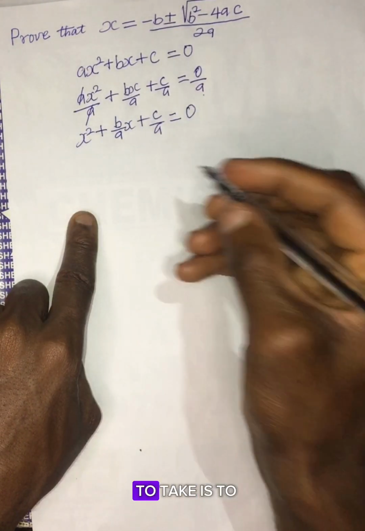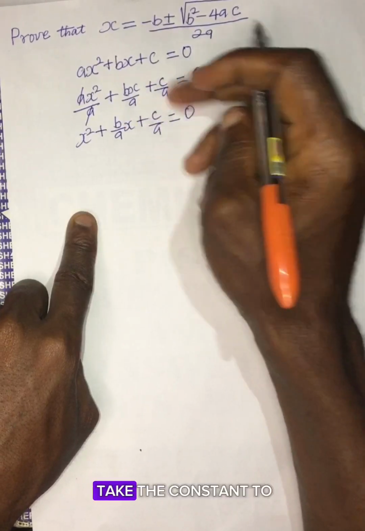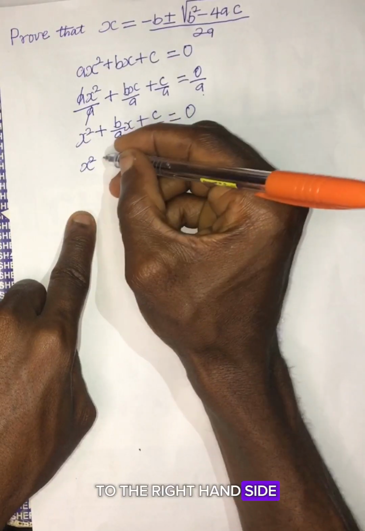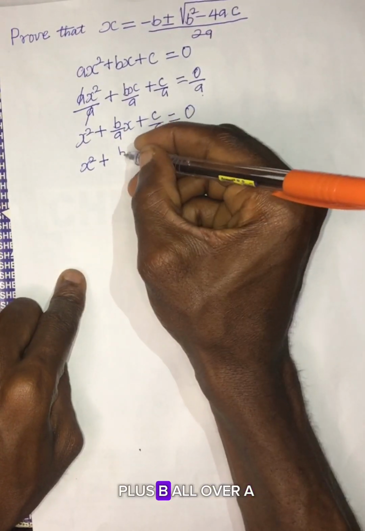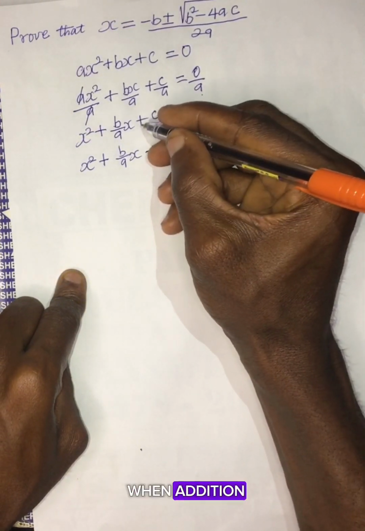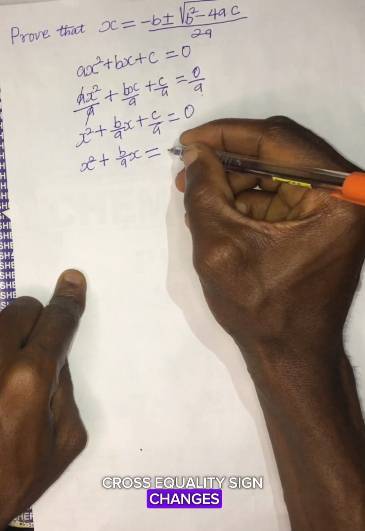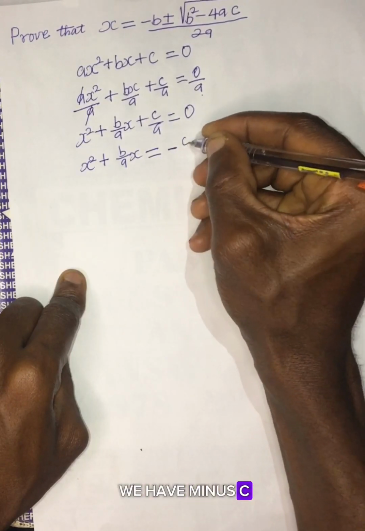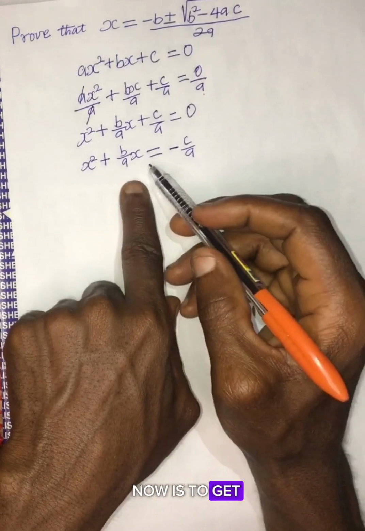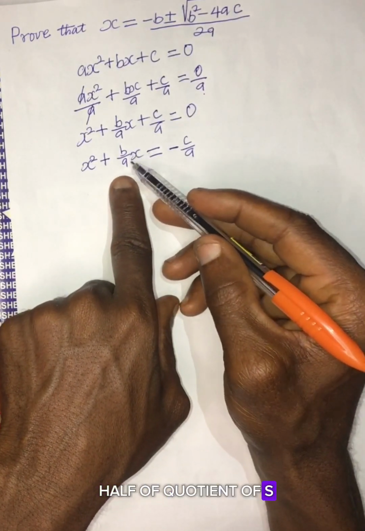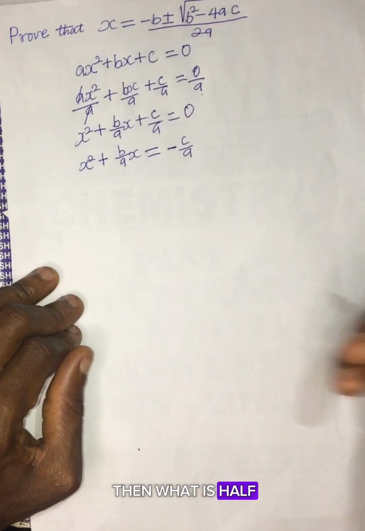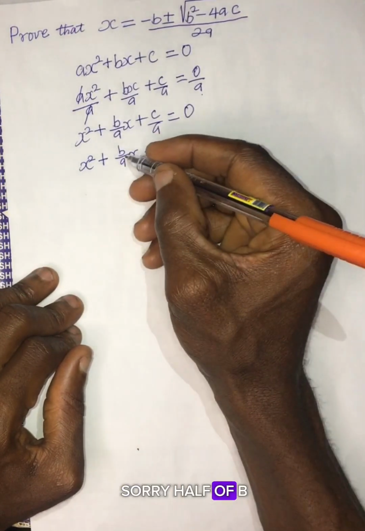Then the next step to take is to take the constant to the right hand side. So taking the constant to the right hand side, you have s squared plus b all over a times s is equal to, when addition crosses the equality sign it changes to subtraction, we have minus c all over a. Then the next step now is to get half of the coefficient of s, add it to both sides and square. Then what is half of b over a?